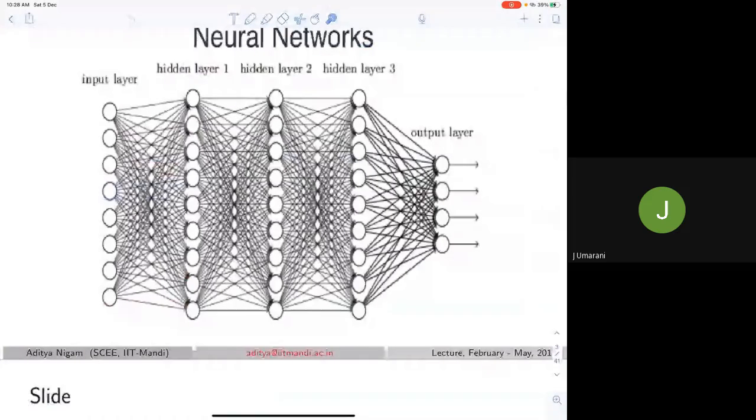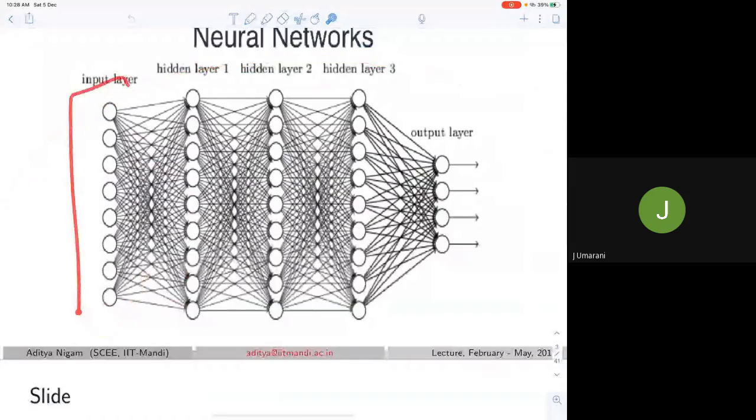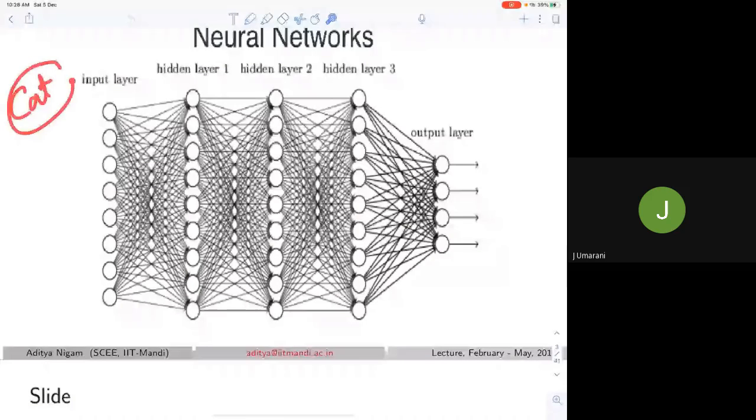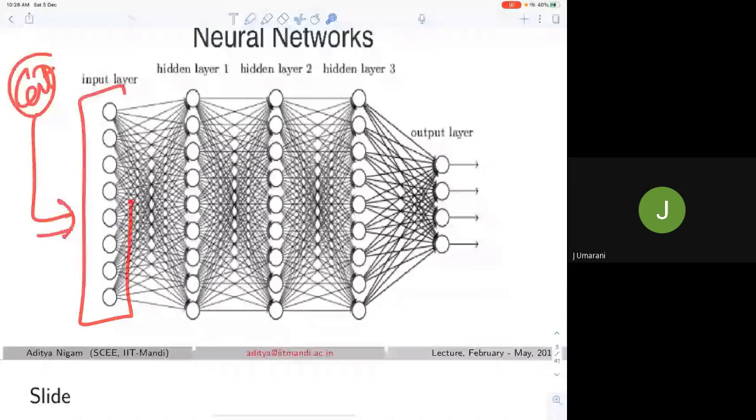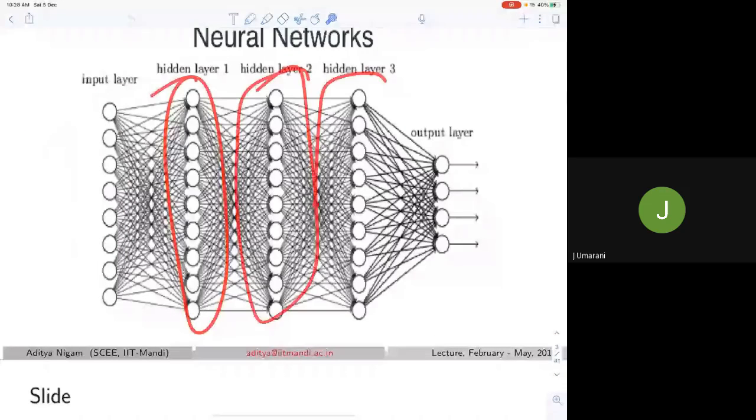First of all, this is one neural network for you. This is my input layer, which is saying that I have data, maybe my cat images, and from these cat images, one cat image I choose and show it to my network. What is this? The data, or the feature representation of that cat image. This is my first hidden layer. This is my second hidden layer. This is my third hidden layer, and that's my output layer.